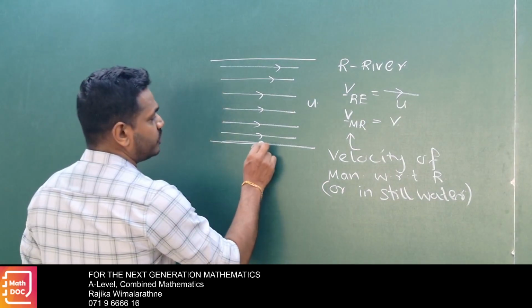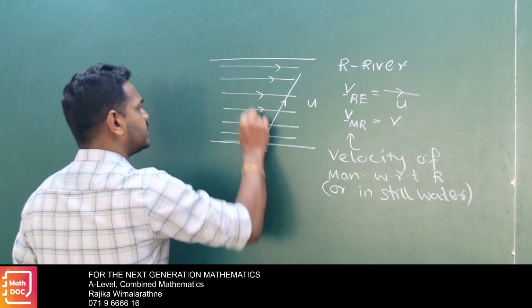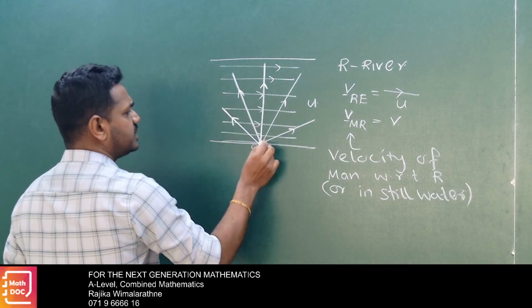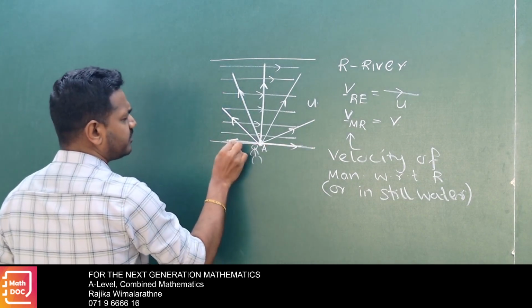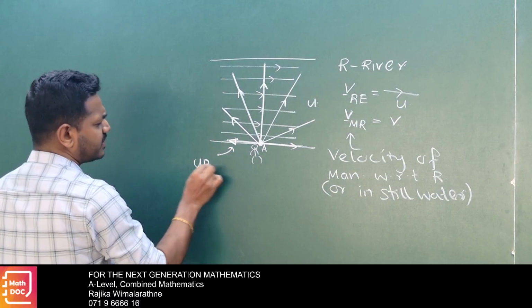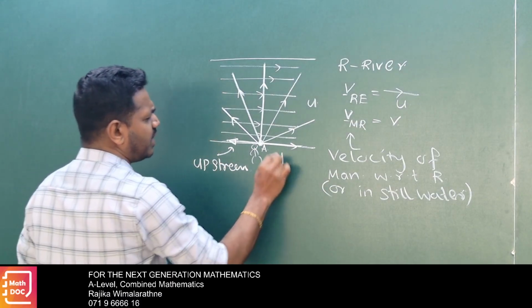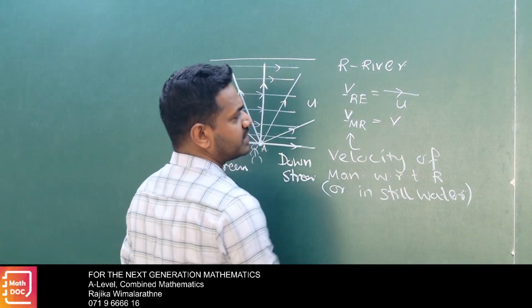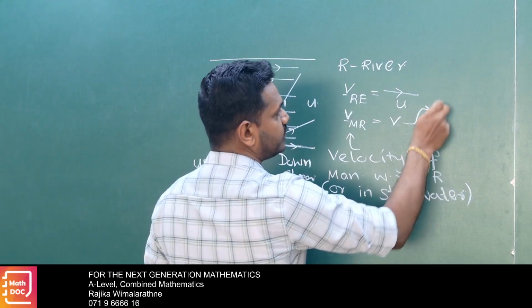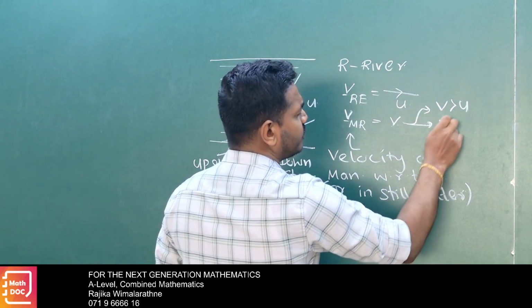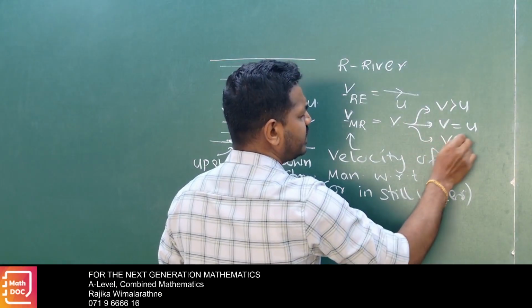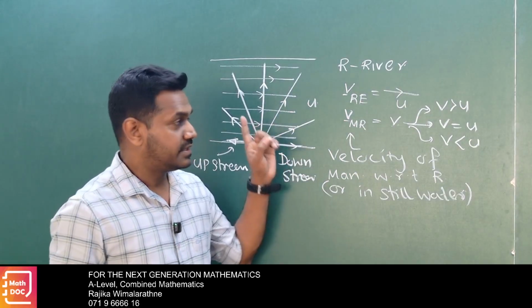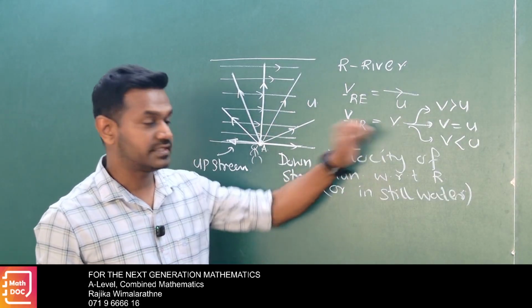Now he is going to move along some path like this. So here is downstream and here is upstream. When you consider the V value, there are three possibilities now: V greater than U, V equal to U, and V less than U. We have three different cases, and according to those cases the motion can happen.